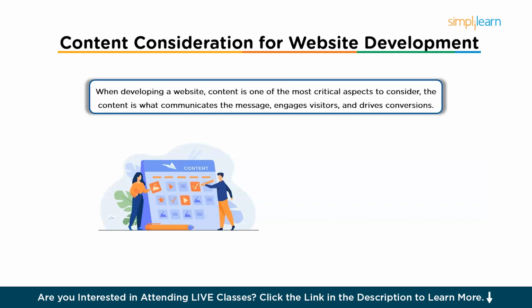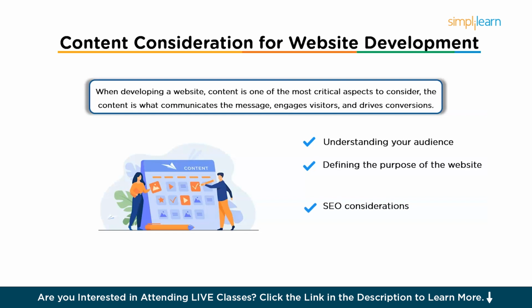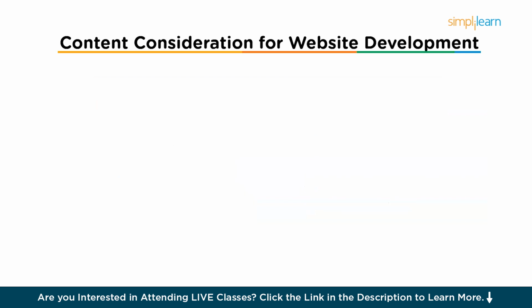However, creating effective website content requires thoughtful planning and a deep understanding of various factors that shape how content will perform. So in this module, we will explore the key factors to consider when gathering content for your website. These factors include understanding your audience, defining the purpose of the website, ensuring the content is valuable and high quality, SEO considerations, and planning for future content updates. So let's jump into the first factor, which is defining the purpose of your website.